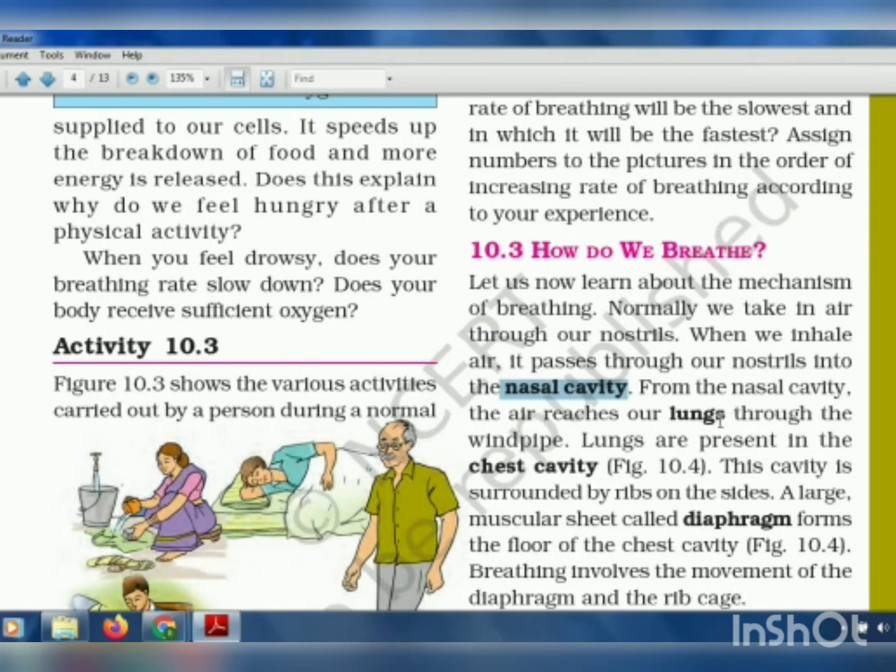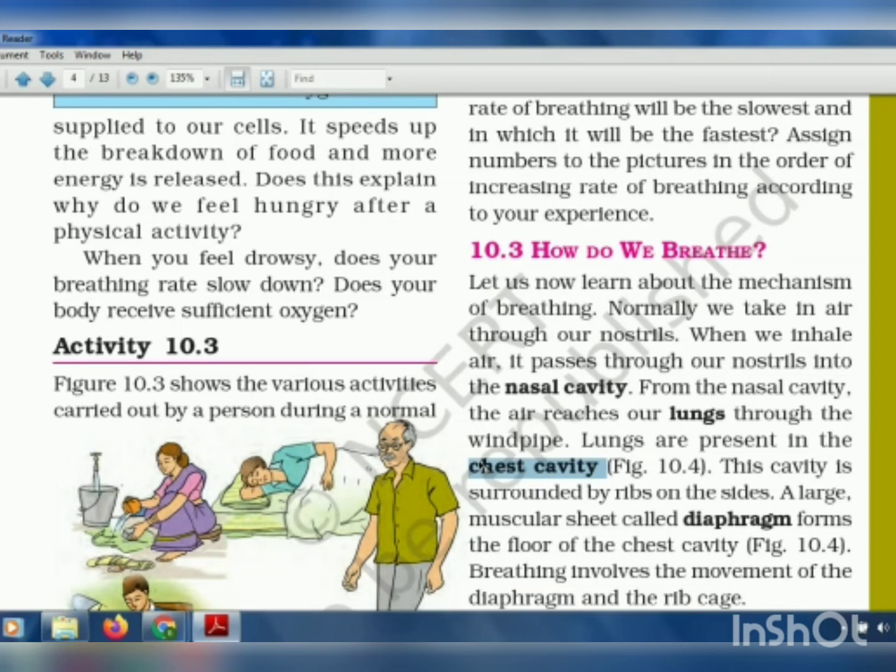Okay, so we know there are two pipes in our neck. One is the food pipe and the other is the wind pipe. The food passes through the food pipe, and the air that we take in passes through our wind pipe. The wind pipe is connected with the lungs, and the lungs are present in the chest cavity. The chest cavity is a whole bone structure inside which our lungs are there.